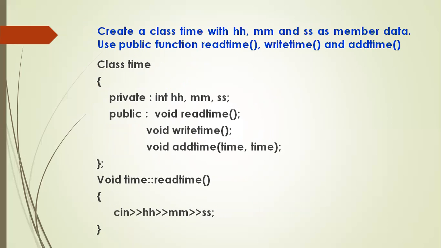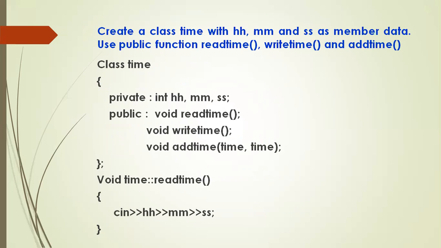On a similar basis, I will give one more example: create a class time with HH, MM, SS as member data. Use public functions readtime, writetime, and addtime. In the previous example, it is addcomplex. Here it is addtime. We know how to add two numbers, two times.